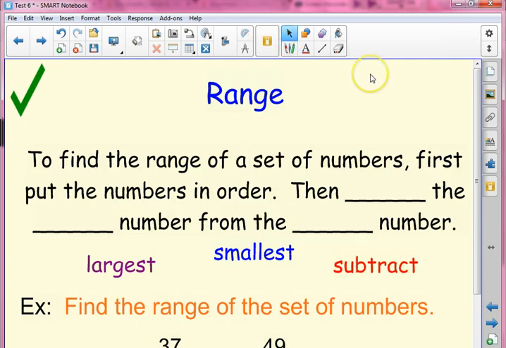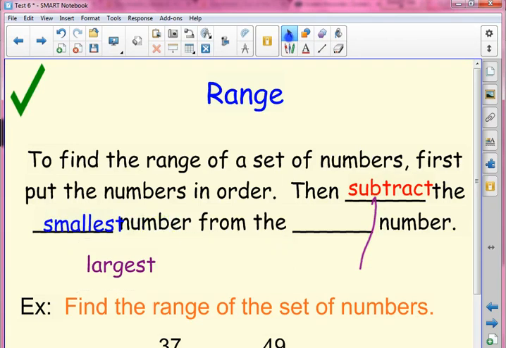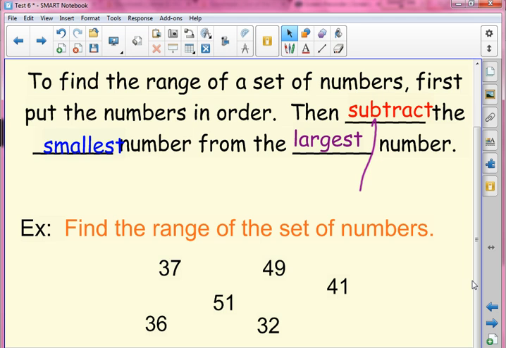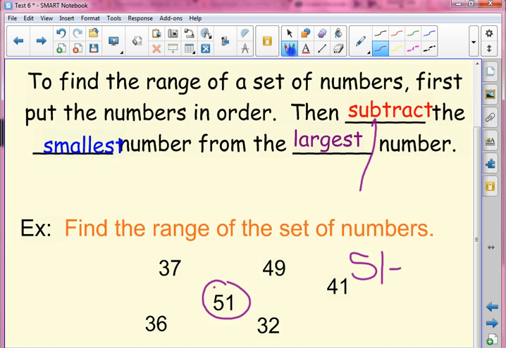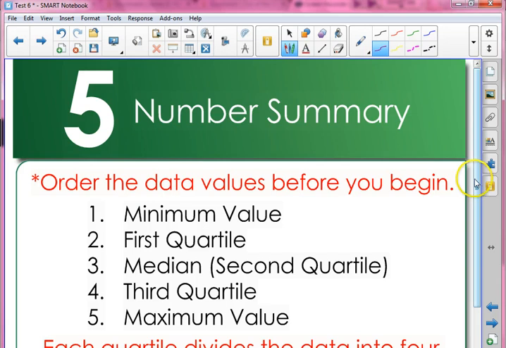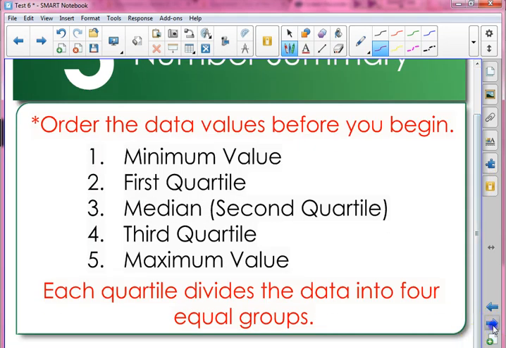To find the range of a set of numbers, first put the numbers in order, then subtract the smallest number from the largest number. To find the range of the set of numbers, I'm going to pick the largest number, which is 51. Then I'm going to subtract the smallest number from it, which is 32. And you would do that in your calculator. We'll do the examples in class.